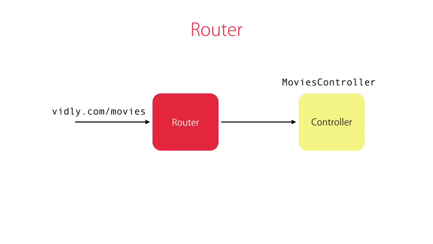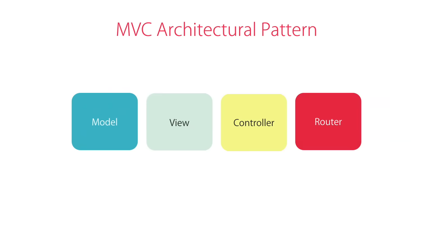A router, based on some rules, knows that the request with the URL /movies should be handled by a class called movies controller. More accurately, it should be handled by one of the methods of this class, because a class can have many different methods. In ASP.NET MVC, we refer to methods of a controller as actions. So it's more accurate to say that an action in a controller is responsible for handling a request. So this was ASP.NET MVC in 3 minutes.